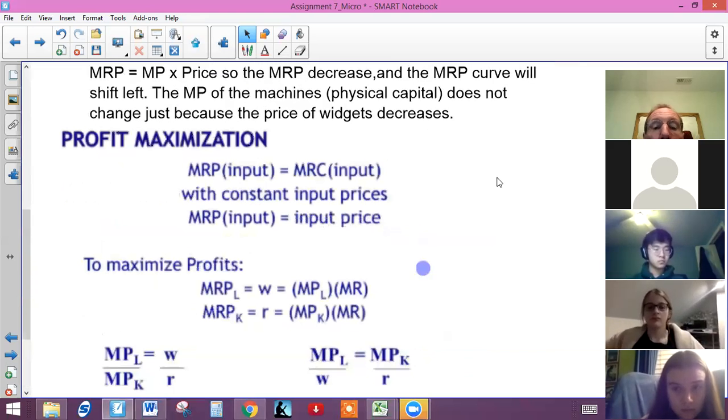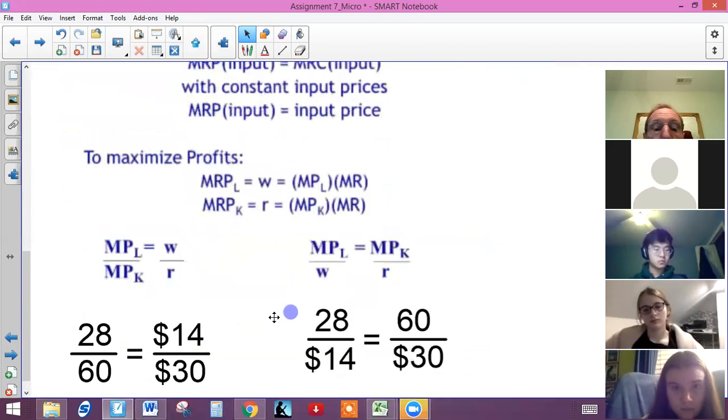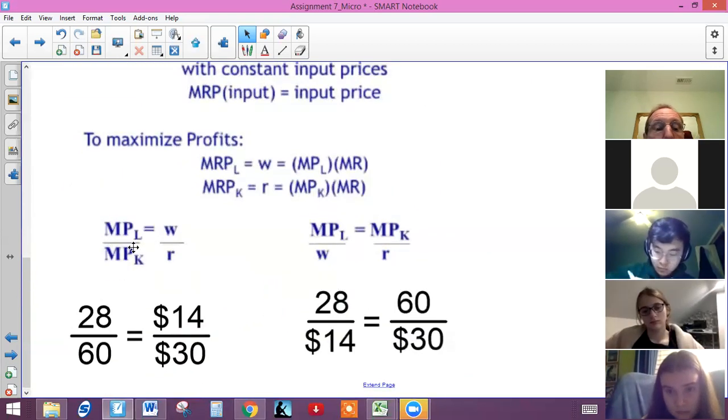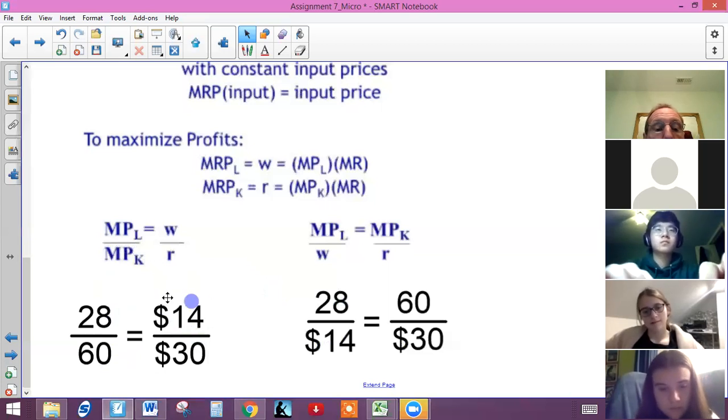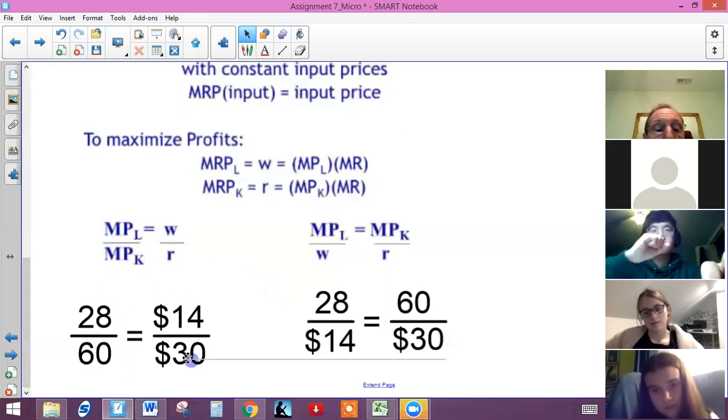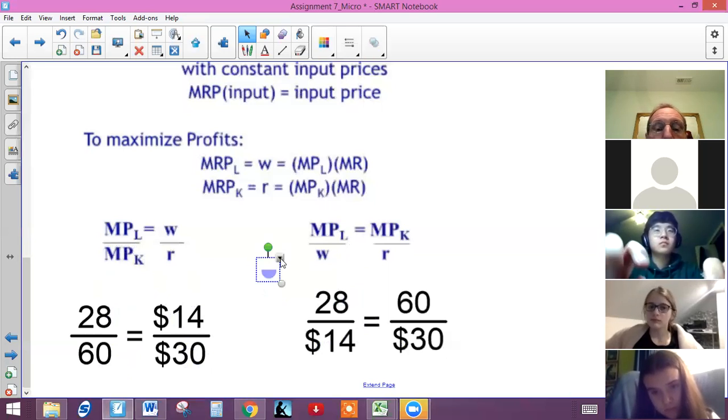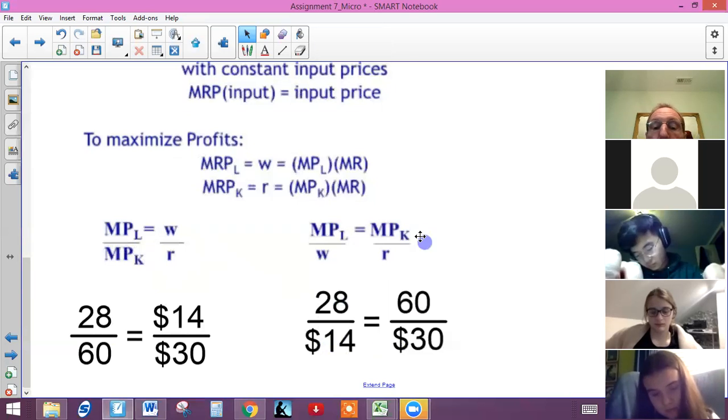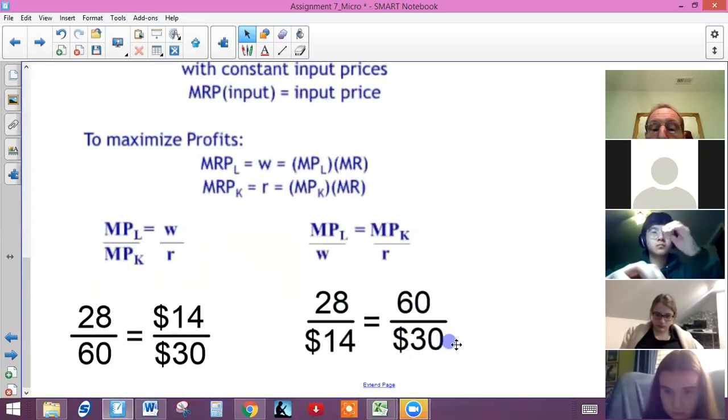So we're looking at, I actually did this both ways, right? Here I'm using marginal product of labor over marginal product of capital, and we know that the wage rate was $14 an hour, and so in order to make this ratio work, the rental rate has to be $30 an hour, right? And then we can also use our marginal product of labor over our wage rate should equal our marginal product of capital over our rental rate right here. So our answer is $30.